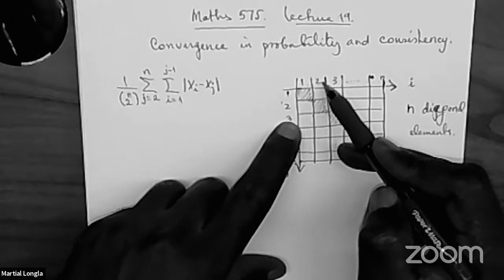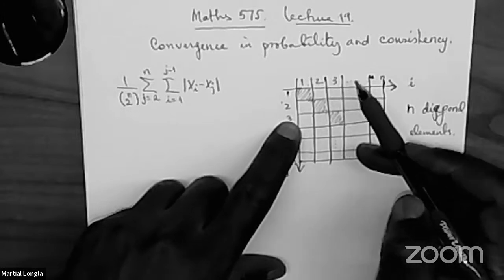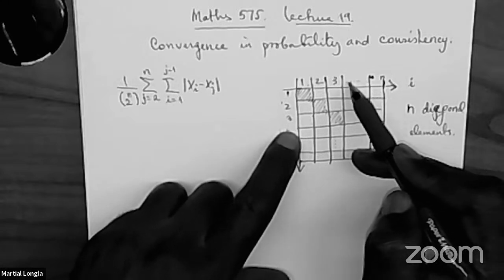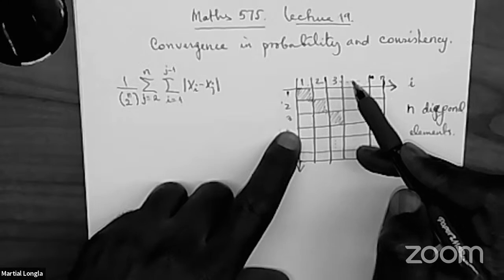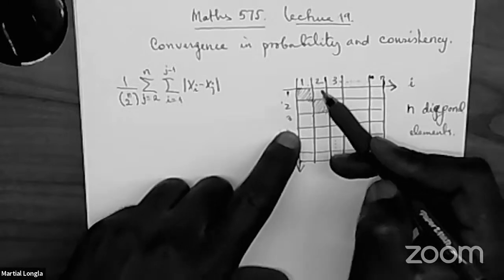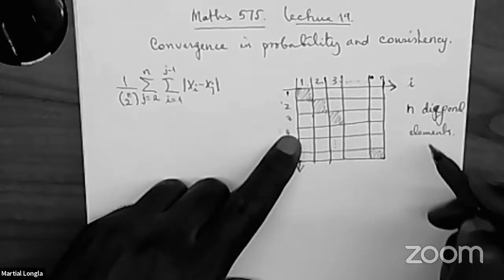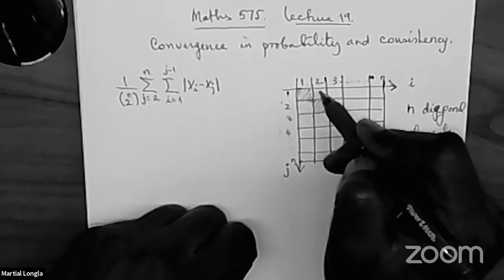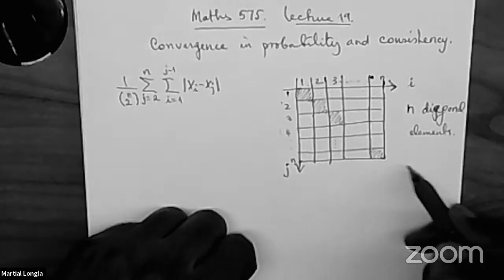Do we agree? If I fix j equals 4, i goes up to 3. So what we are doing is adding the numbers that are on the upper diagonal here, right? Technically, what that means is we are adding the upper diagonal elements.